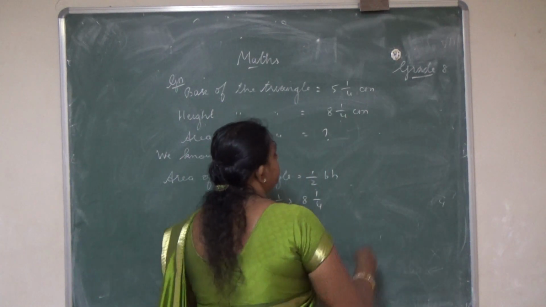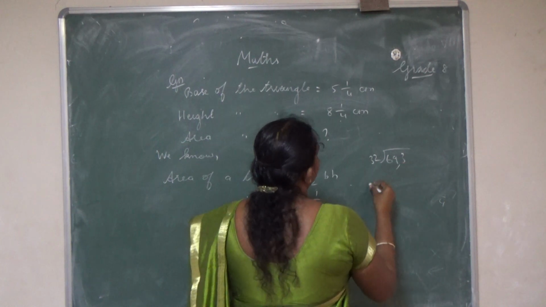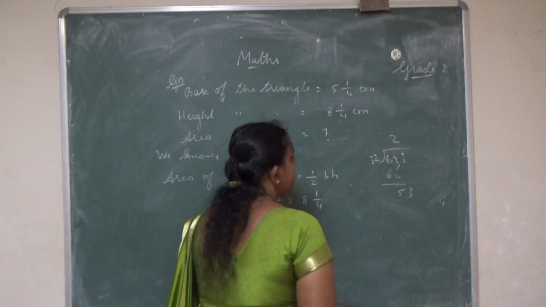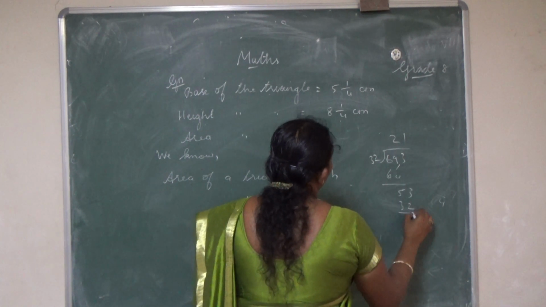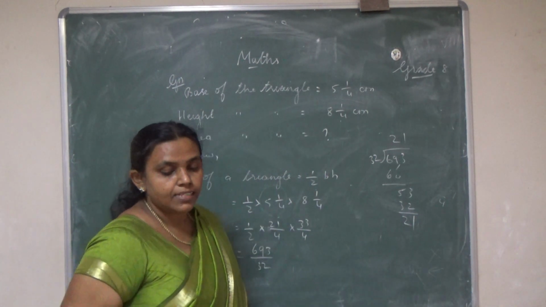So 693 divided by 32. 2, 64, 53. Is it? So it won't go for 2. It will go for 1 only. So 1. So what is the answer?